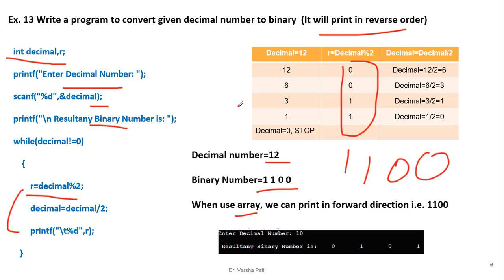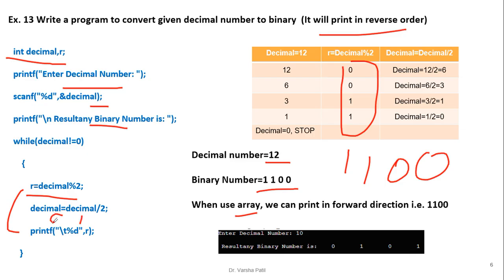So two ways are there. Either you can use a variable, or you can directly decrement the number. Therefore, decimal is equal to decimal divided by 2. Initially decimal is 12, and 12 divided by 2 is 6. So decimal is equal to decimal by 2, and 12 divided by 2 is 6.